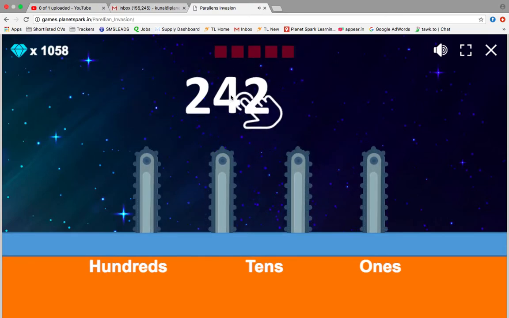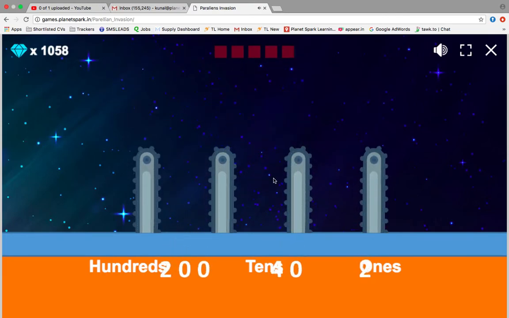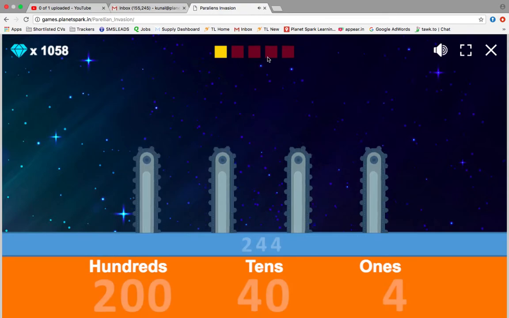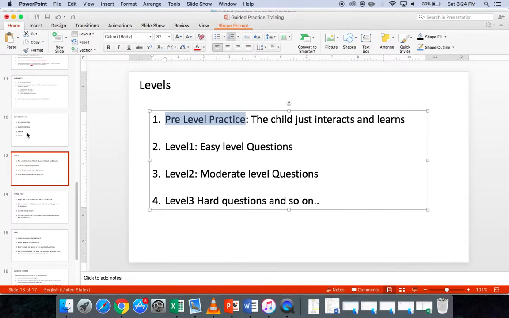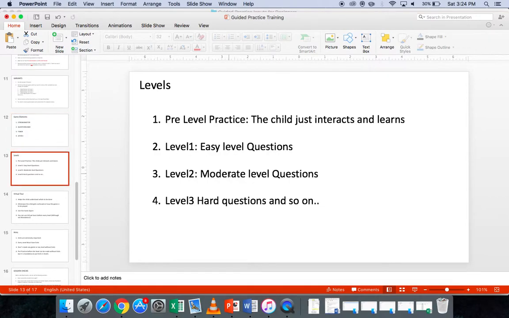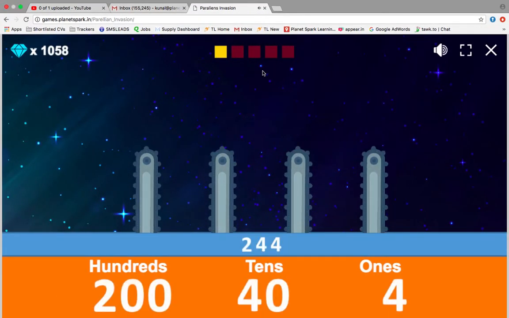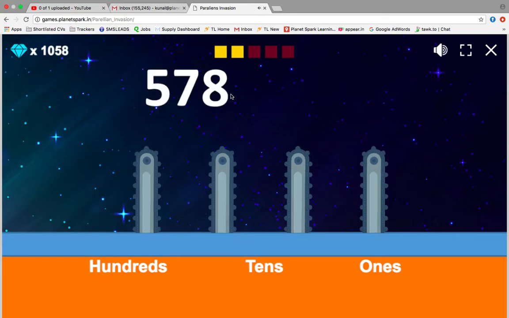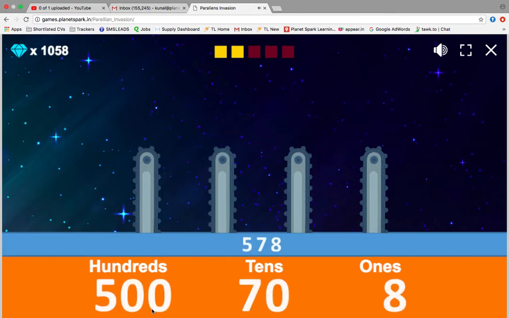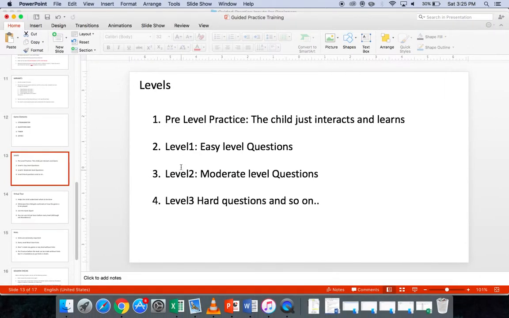There could be multiple pre-level practices also. There could be 2 or 3 pre-level practices, and in the pre-level practice we always keep a question counter so that the child understands the progression. It's important to know that the progression is happening, so this is another game element you can add to the game elements that we discussed previously. It is basically a questions bar. It's important for you to have a first pre-level practice, because that's where the child is just interacting with the thing.